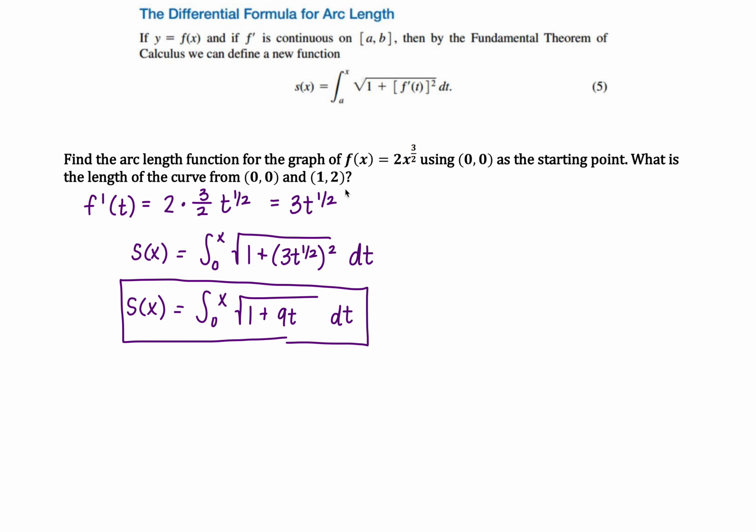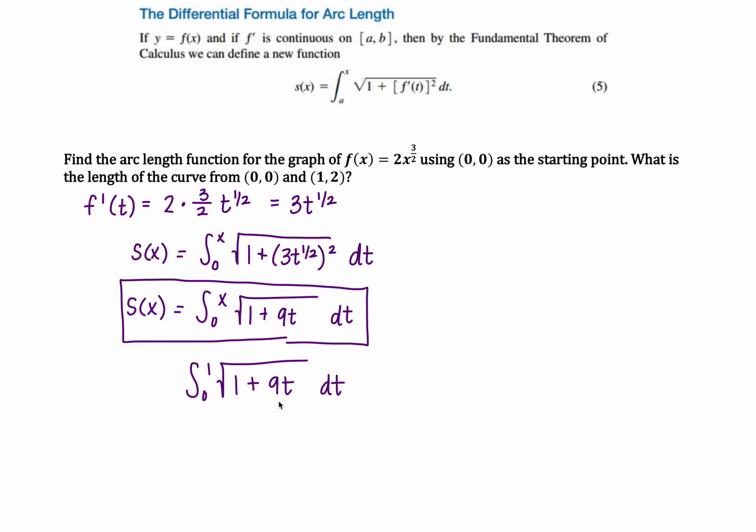So we're told here, the second part, what is the length of the curve from 0, 0 to 1, 2? So we're looking from x equals 0 to x equals 1. So I'm going to replace the x in this function with a 1. So now we need to integrate the square root of 1 plus 9t.